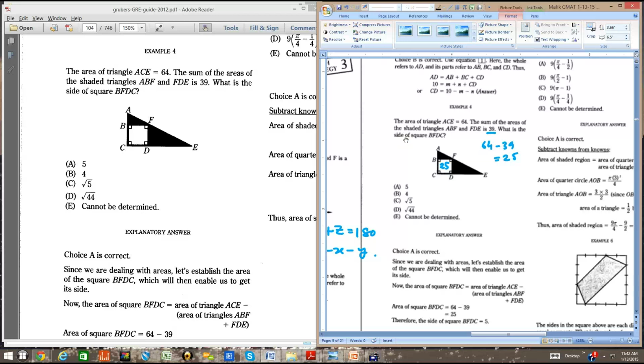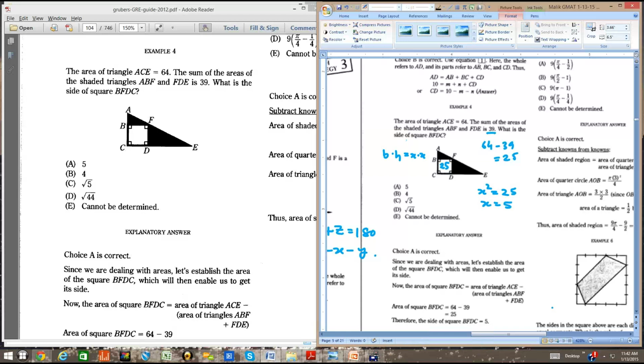Okay, so you have 25. The square is 25, all right? So you know that a square is base times height. Basically, it's the same thing, or x times x, because they're the same. So it's x squared. So x squared equals 25. So x must be 5, right?